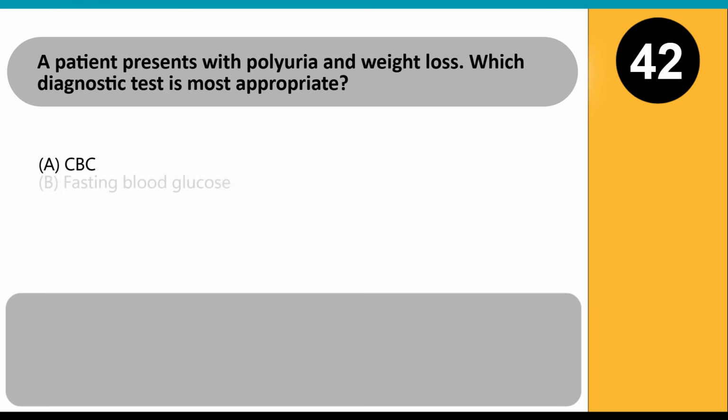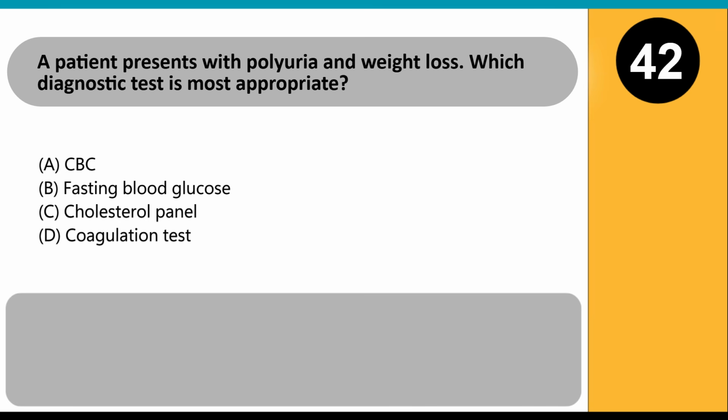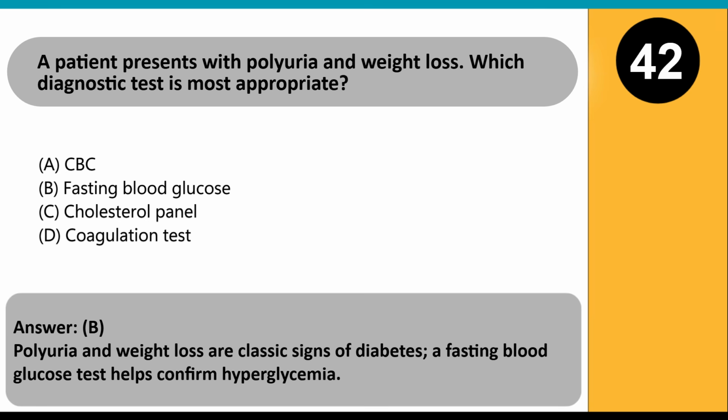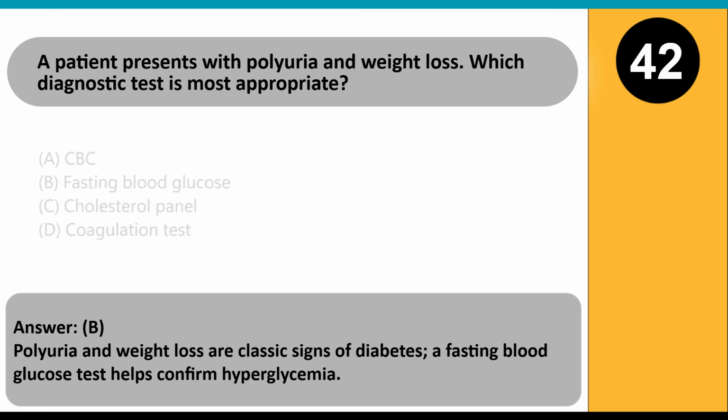A patient presents with polyuria and weight loss. Which diagnostic test is most appropriate? A. CBC. B. Fasting blood glucose. C. Cholesterol panel. D. Coagulation test. Answer: B. Polyuria and weight loss are classic signs of diabetes. A fasting blood glucose test helps confirm hyperglycemia.